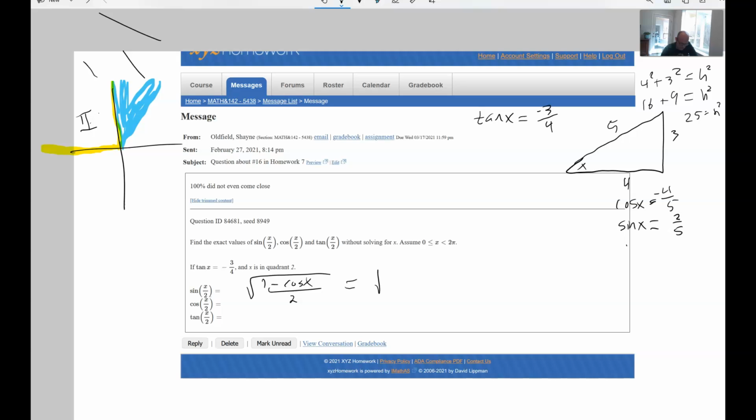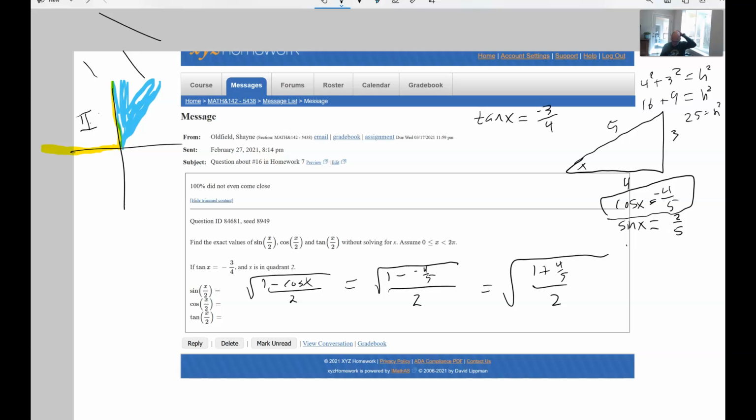So then I'm just going to go through and plug in the numbers I know. I know that 1 is, of course, 1. Cosine x, I go over here, and we actually already found that, so that's nice. Cosine x is negative 4/5. So that would be a negative 4/5. And then on the bottom, of course, 2 is just 2. So then I just have to simplify that. So that would be the square root of (1 plus 4/5), because minus a negative is plus, over 2.